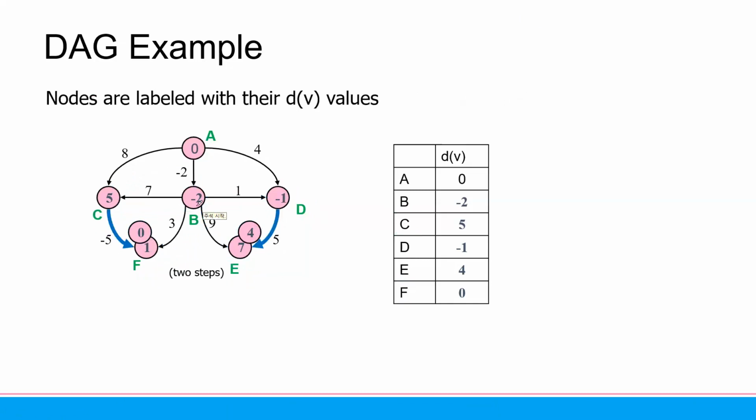We continue with C. And then again, we continue with the next topological order, which is D. Okay. If we go to F from C, then -2 plus 7, it is 5. And then we have 5, -5, then it becomes 0. For the route from A to E, originally it is 7, but if we go from B to D, it becomes -1, and if we go to E, -1 will be added by 5, then it becomes 4.